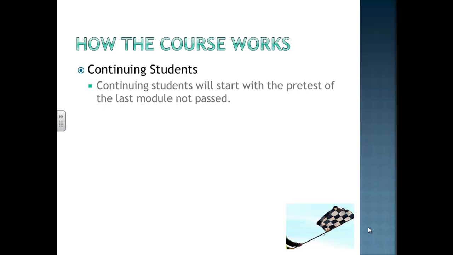Continuing students will start with the pretest of the last module not passed. That does not apply to you. It may. If you were in 97 last semester and for whatever reason did not complete it, you will pick up where you left off. That's another good thing. Traditionally, if you fail a course, you start the entire course over. In the redesign format, if you, let's say you make it through module 3, and that's as far as you get this semester. When you pick up, you start where you left off. You don't have to do everything over again.